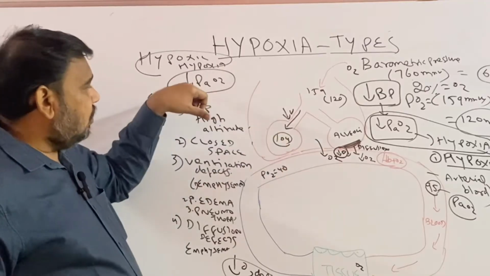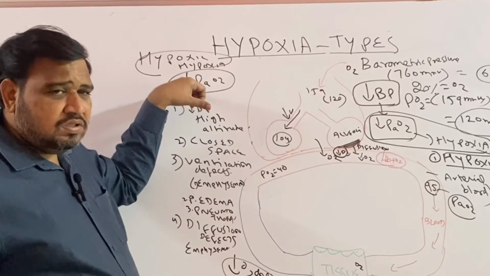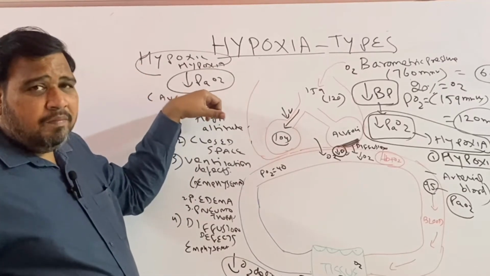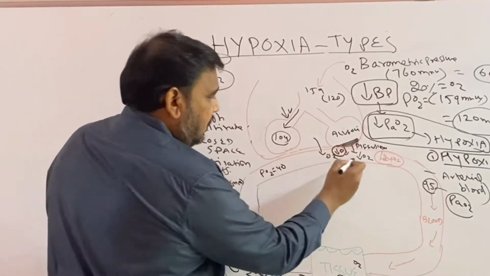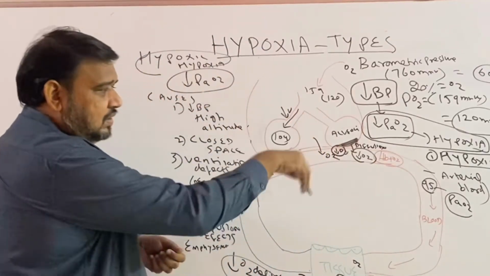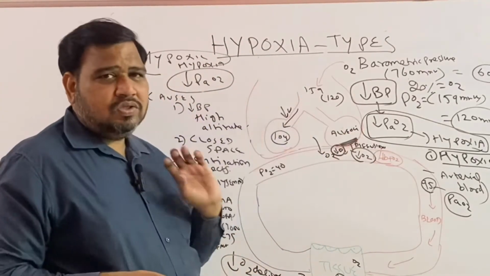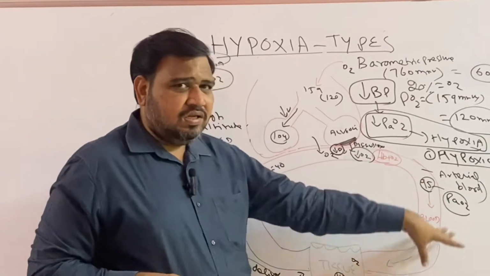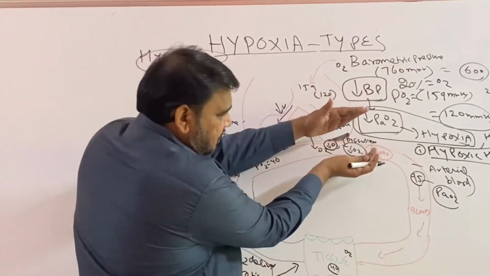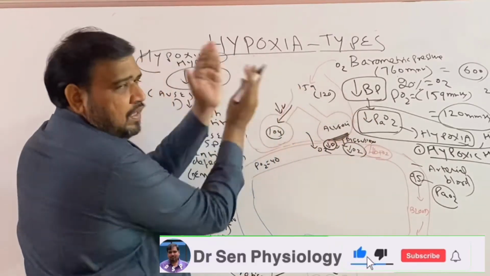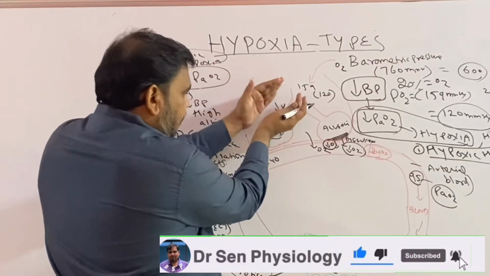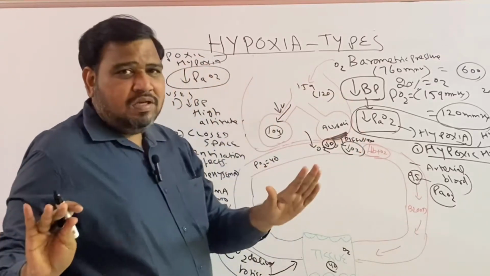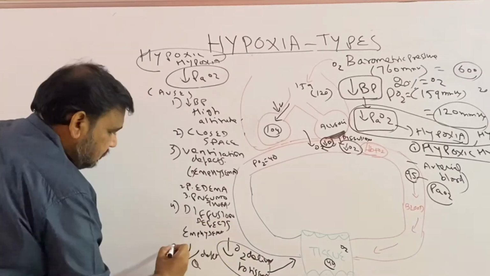So ventilation defect also causes decrease in partial pressure of oxygen. Diffusion defect also causes decrease in partial pressure of oxygen, because in both cases the oxygen entering into the blood is going to be decreased. So this PaO2, which is 95, is decreased. Here is the problem. This is diffusion defect, this is ventilation defect. Here also partial pressure of oxygen is decreased. Here also partial pressure of oxygen is decreased. So we can make it simple.